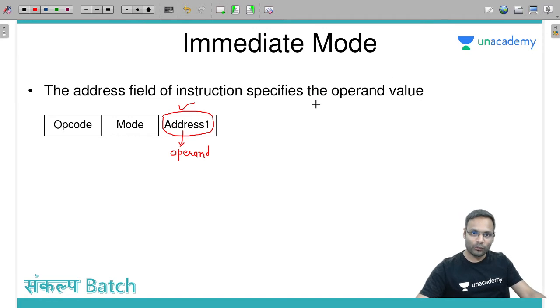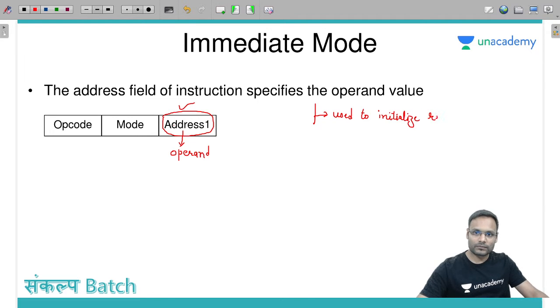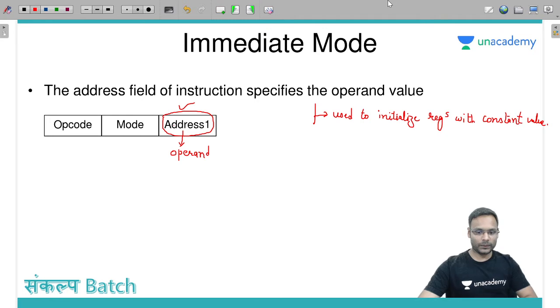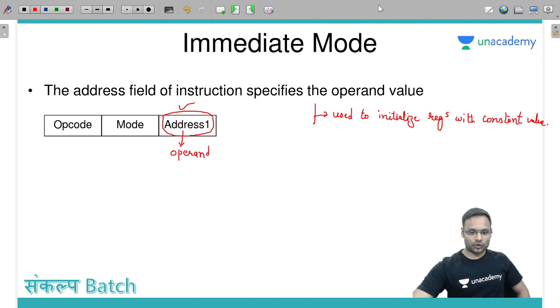Why is this particular mode used? This particular mode is used to initialize registers with a constant value. अगर कोई constant value से आपको रजिस्टर को इनिशियलाइज करना है, आप यूज कर सकते हो ये मोड. ठीक है, चलो आगे बढ़े.